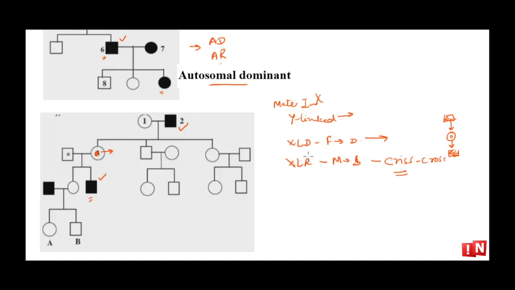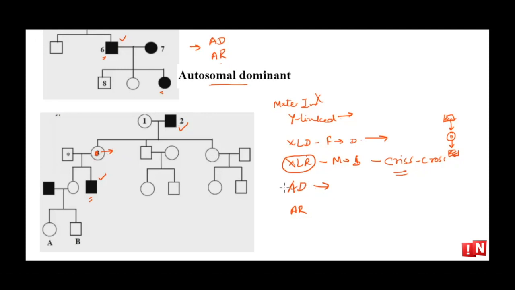So it is possible that this is X-linked recessive, but still I will try to eliminate autosomal dominant and autosomal recessive. Now autosomal dominant says that the affected offspring should have at least one affected parent. So right away you can eliminate autosomal dominant because this offspring does not have affected parent. Not only that, this parent is affected but having all normal offspring.